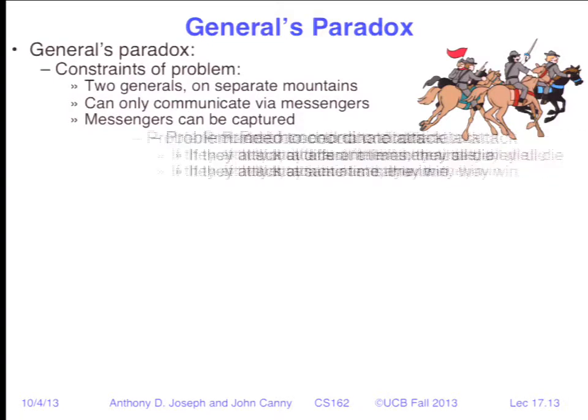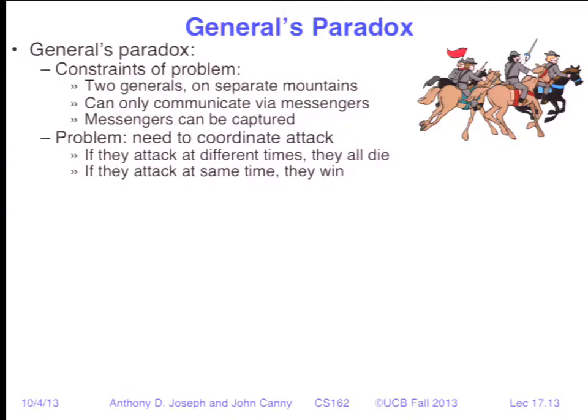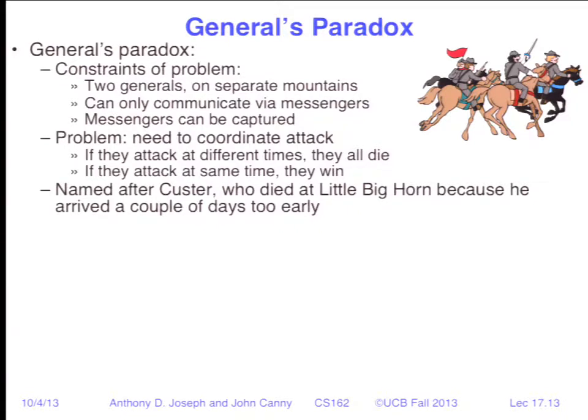So the problem now is we need to coordinate our attack. If one general attacks and then the other one, we fail. Because if the first general attacks, he gets slaughtered, then the other general comes down and gets slaughtered too. So they have to coordinate and attack at the same time, and then they'll win. This was named after Custer because he arrived at Little Bighorn a few days early and didn't survive.